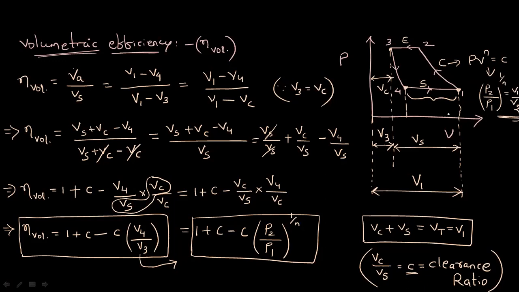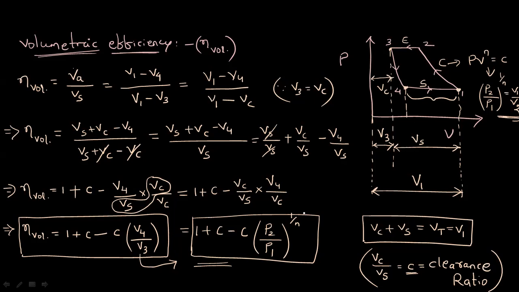Like that one expression we get. So from there, P2 equal to P3 and P1 equal to P4. So either you will get P3 by P4 or P2 by P1. Both are same because this is a constant pressure line. So P2 equal to P3. This is also a constant pressure line, so P1 equal to P4. So if you put all these things, like that one derivation we will get.